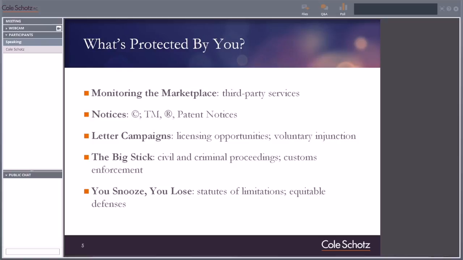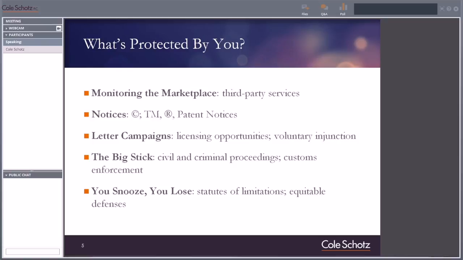That often is how you find out about things. Letter campaigns, also referred to as cease and desist letters, a lot of times can encourage a voluntary cessation of infringement, which is great. It helps you to avoid what is often a significant expense of litigation, simply by writing someone and telling them that you think they're infringing and they should stop. With that in mind, you can also monetize your IP through letter campaigns.